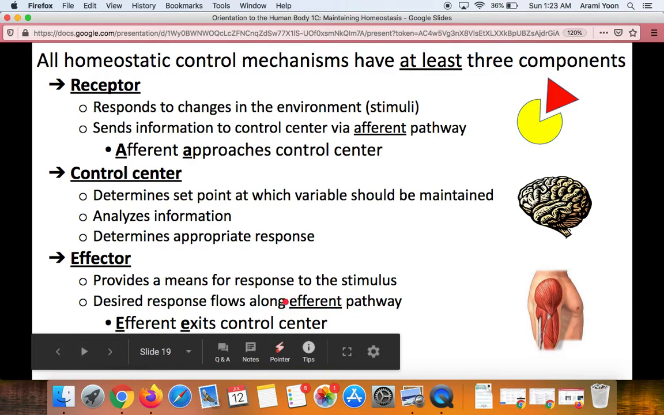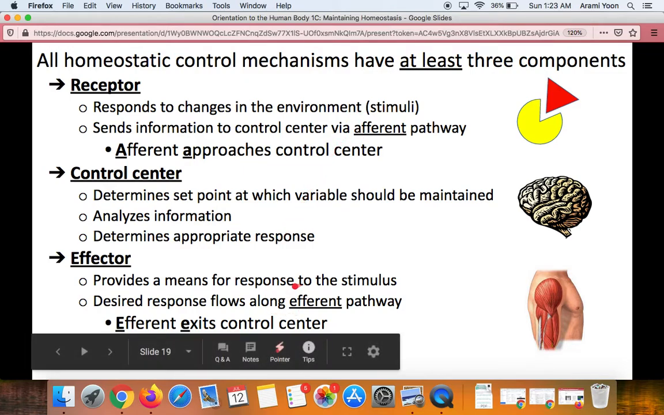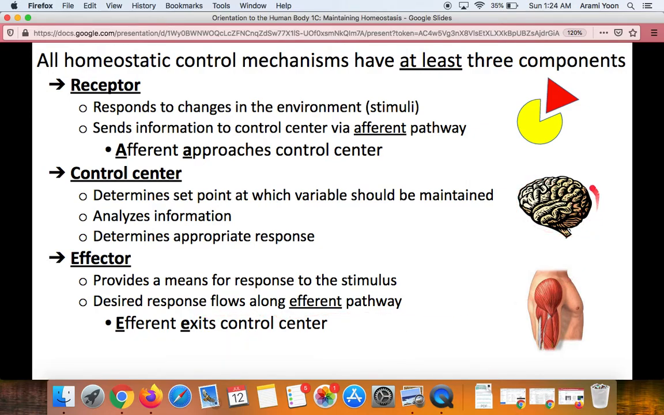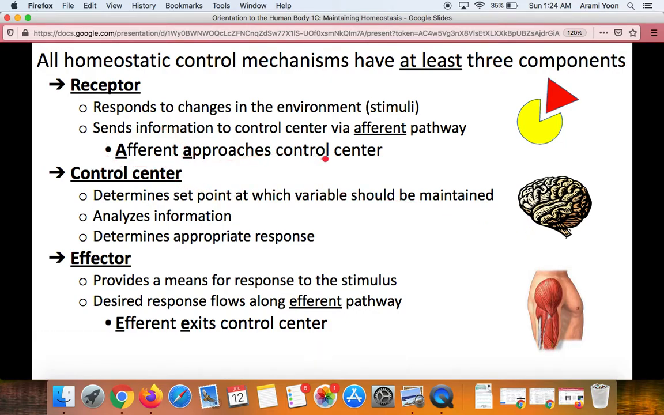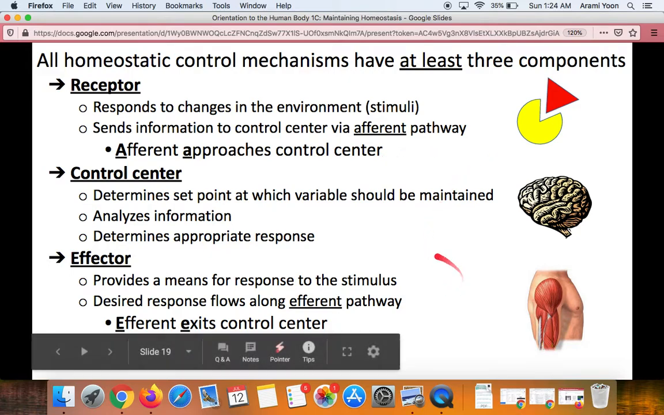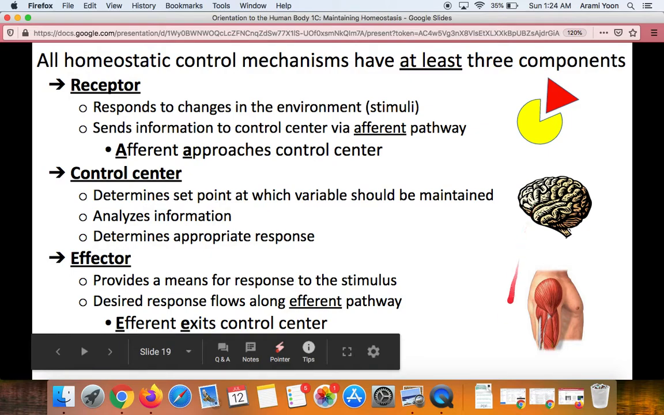You'll notice that the word efferent looks just like the word afferent, and the only difference is the prefix. A or ad is Latin for to or towards, and e or ex is Latin for away or out of. One mnemonic to remember that is the efferent information will exit the control center, so we'll go out from the brain down to the effectors, versus an afferent pathway approaches the control center. So we'll go up from the receptors, wherever they are, up to the brain. So afferent goes up to the brain, efferent goes out of the brain. Afferent approaches, efferent exits.